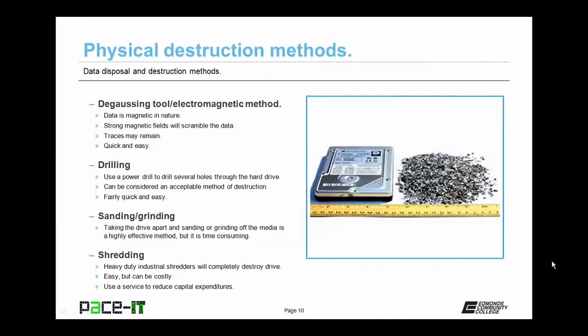The first method that we need to discuss under physical destruction is the degaussing tool, or the electromagnetic method. Now, data is magnetic in nature, so if you use a really strong magnetic field, you will scramble the data. But traces may still remain, enough so that sensitive data can leave your control. But it is a quick and easy method of destroying the physical structure of the data.